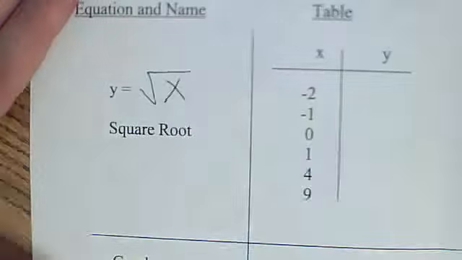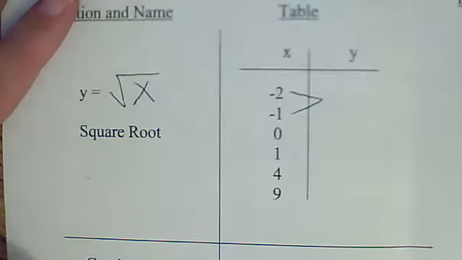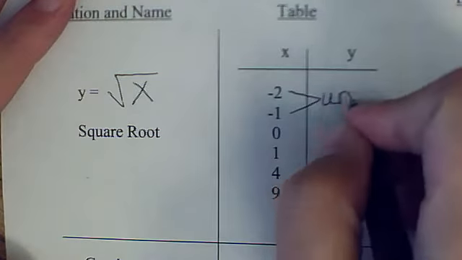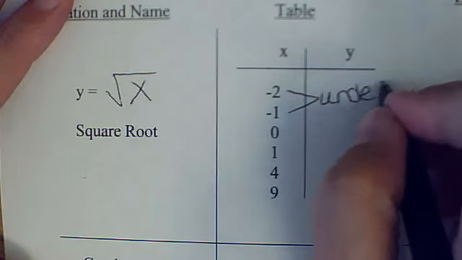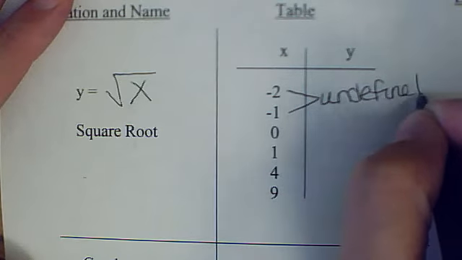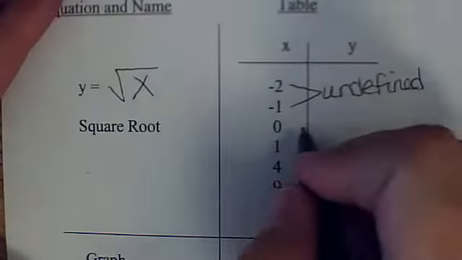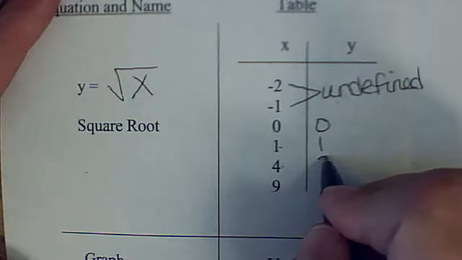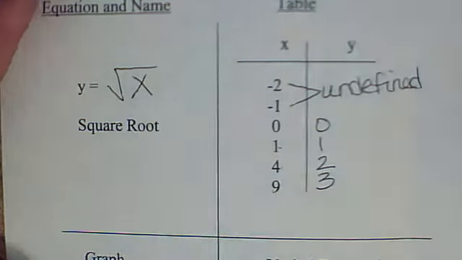The next one is square root. So square root of x. The square root of -2 and -1, those are undefined. We can't do the square root of -2 and -1. So we call them undefined. We can't square root negative numbers. The square root of 0 is 0, square root of 1 is 1, square root of 4 is 2, square root of 9 is 3.